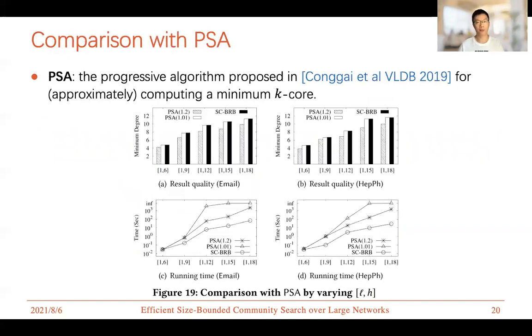Next is a comparison with PSA, the progressive algorithm proposed in another paper for approximately computing a minimum K-core. We report the performance of PSA with different approximation ratios, 1.2 and 1.01. We can see SCBRB outperforms PSA 1.2 in terms of both result quality and running time. PSA 1.01 has the same result quality as SCBRB due to the small value of the approximation ratio, but it's much slower than our algorithm.